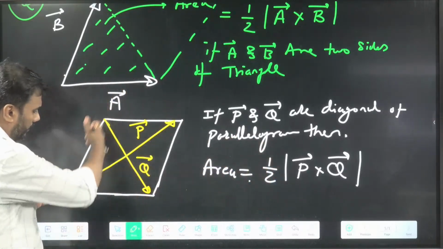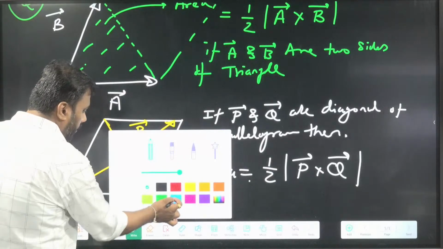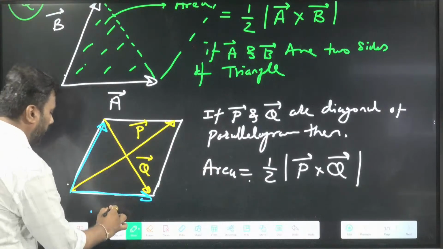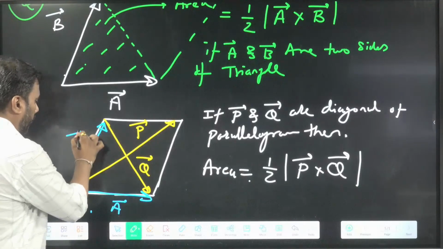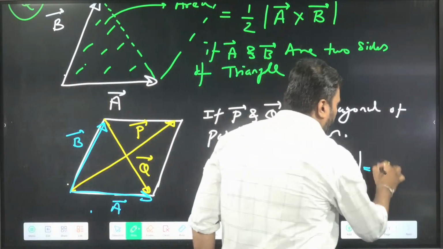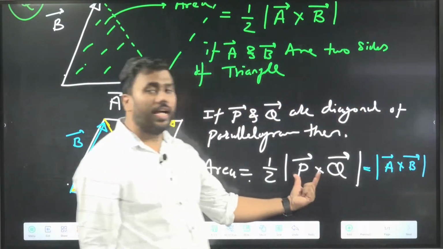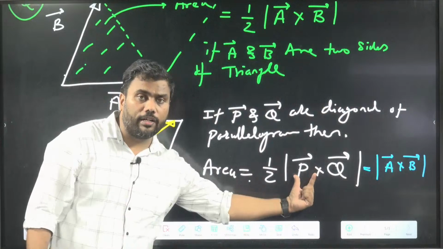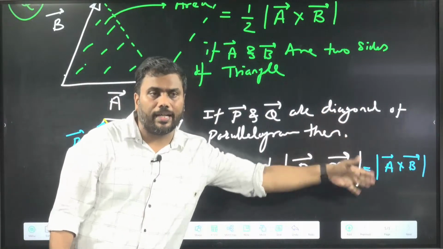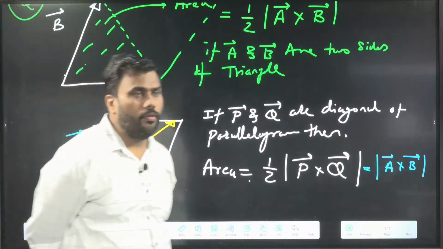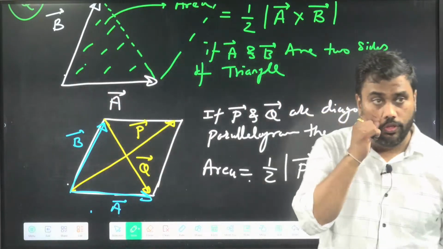If the side vectors are also given, suppose this is A and this is B, the same area is nothing but the magnitude of A cross B. In terms of diagonals, it is half of the cross product of the diagonals. In terms of sides, it is the magnitude of the cross product of the sides. Note this property.